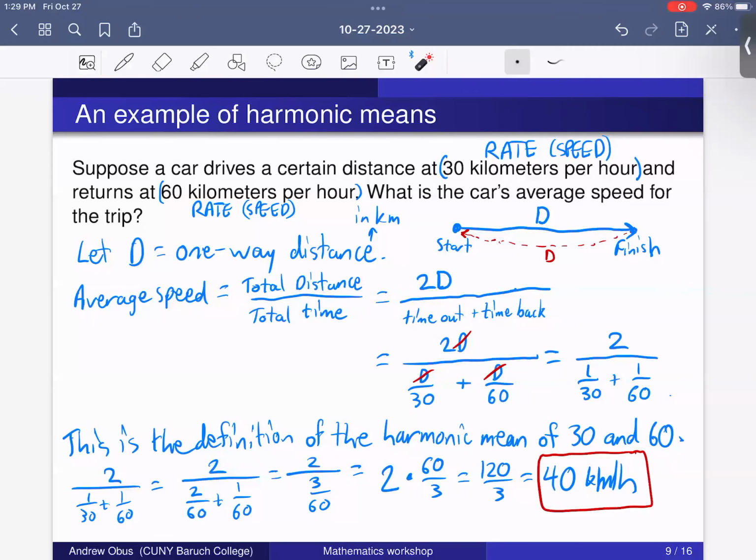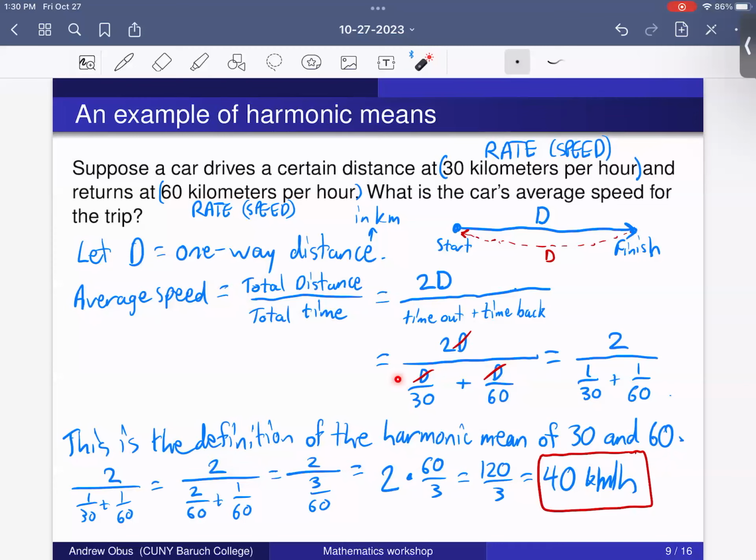So the time out is how long does it take to drive a distance of d at 30 kilometers an hour. And what we see is that that time is d over 30. And then how long to drive it at 60 kilometers an hour, that's d over 60. So it's right, I'm not really reciprocating. I'm taking d over 30.